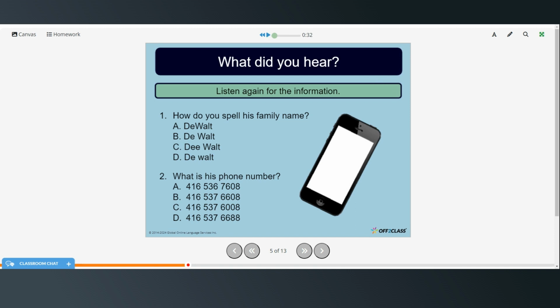All right, so hopefully for his name, you got letter B because he had said DE space capital WALT, and then his phone number 416-537-6608.